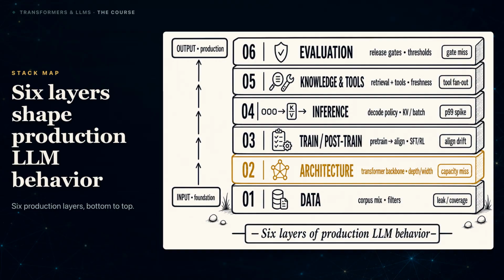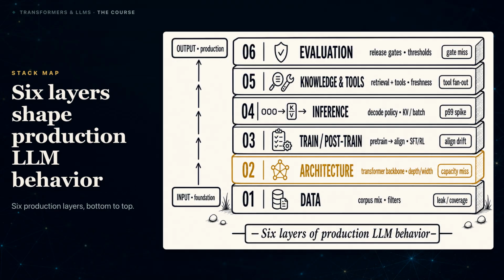Now move from the parts around a checkpoint to the 6 production layers that shape its behavior. Reading from the bottom, data determines the examples the model learns from, while architecture determines its structure and learning capacity. Training and post-training use that data and architecture to create a checkpoint with specific abilities and behavior. Inference determines how the checkpoint produces an answer under serving limits.